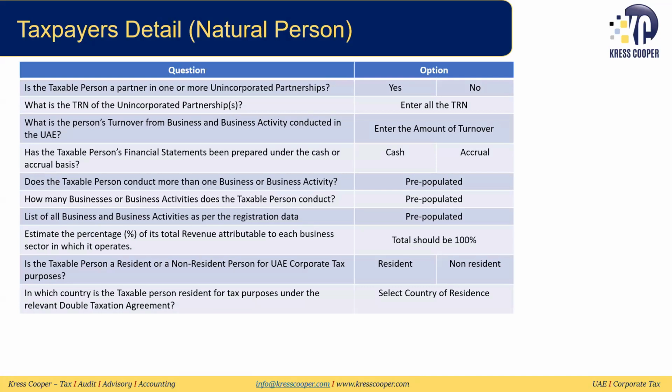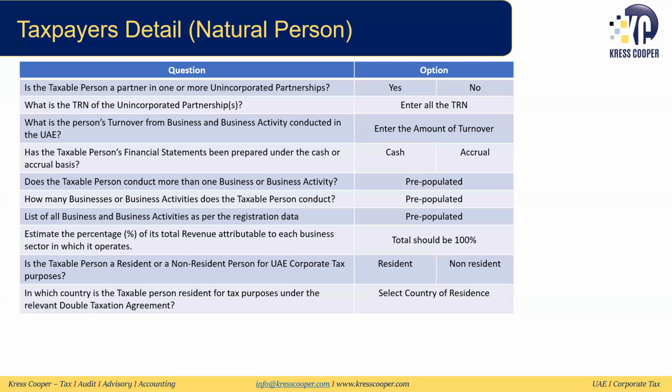An unincorporated partnership is established by a contract between two or more persons to carry out a project or a business, to share in the profit and loss of that project or business. It is a fiscally transparent entity, meaning that the partners are the ones who will be taxable, not the partnership itself. So what it is requiring you, the natural person, to tell is whether you are a partner in any unincorporated partnership, so you will choose yes or no. If you choose yes, it will ask you to put in the TRN of all the unincorporated partnerships because they are also liable to be registered.